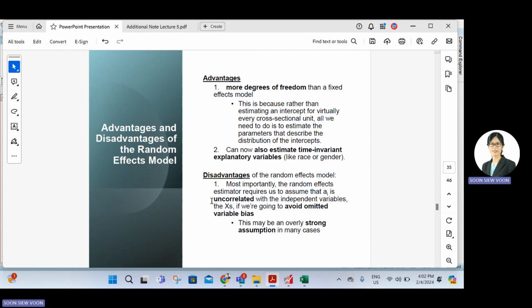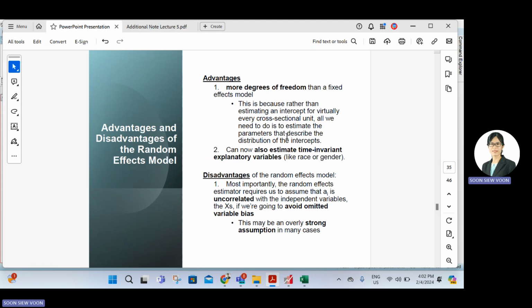Okay, so now what are the advantages and disadvantages of the random effect? The advantage is more degrees of freedom than the fixed effect, because in the fixed effect we have a lot of intercepts, right? So you will lose a lot of degrees of freedom. But by using the random effect, you have more degrees of freedom compared to the fixed effect, because rather than estimating an intercept for virtually every cross-sectional unit, you just need to estimate the parameters that describe the distribution of the intercept. You can also estimate the time invariant explanatory variables.